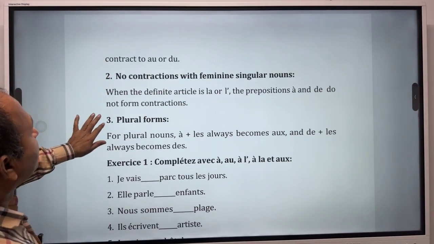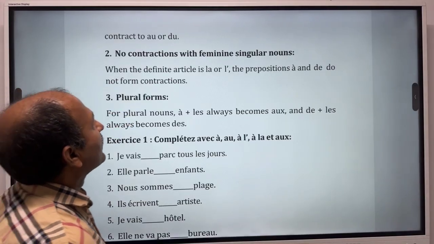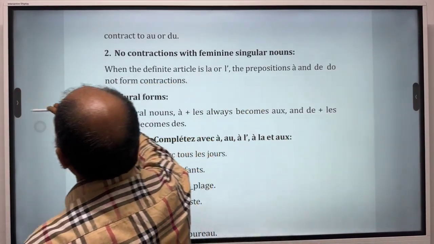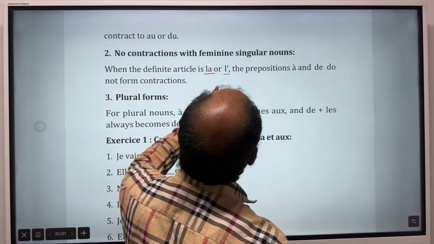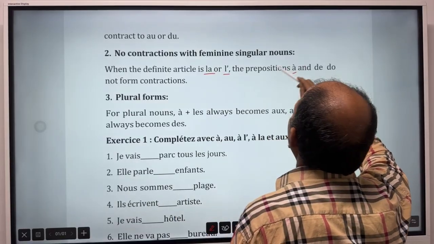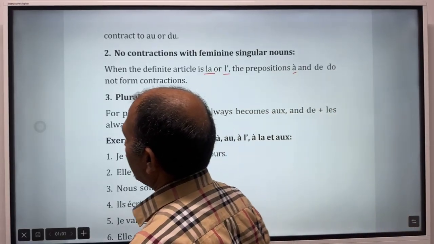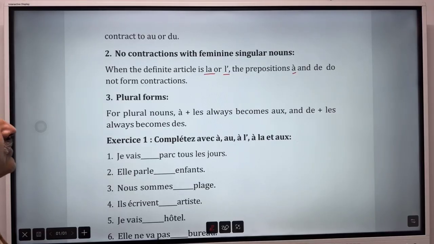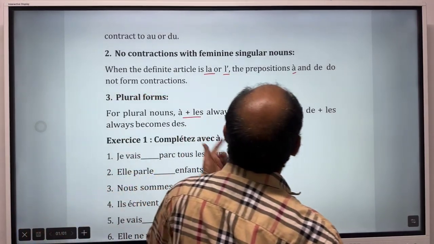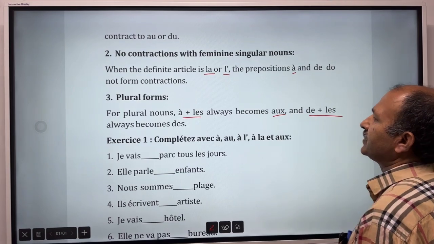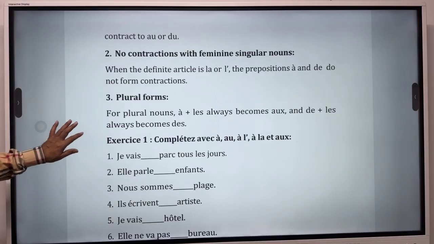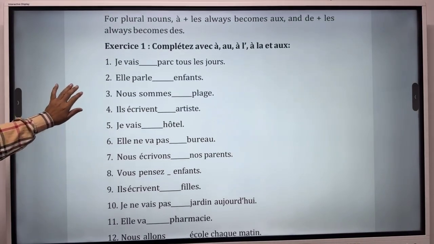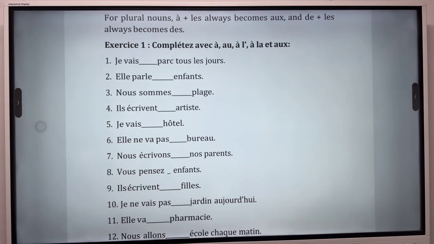Now, with feminine, there is no contraction, as you have seen. With la, it does not combine. With l', it does not combine. So de la, there is no combination. De l', there is no combination. Similarly, à will not combine with l' and la. Plural forms: à plus les becomes aux, de plus les becomes des. Now, I think you have understood the basic rules. So now we are going to discuss some exercises where you have to use à, au, à l', à la, and aux.